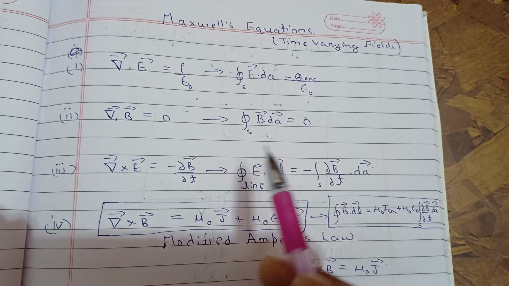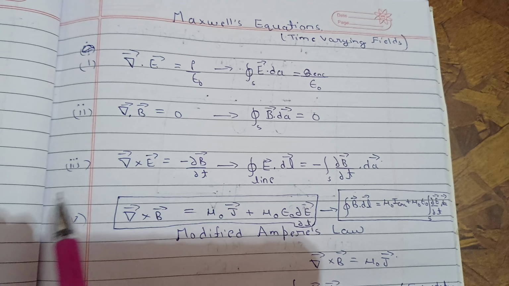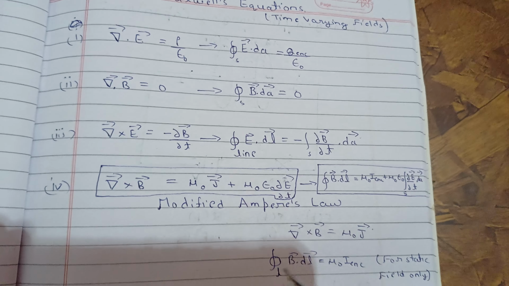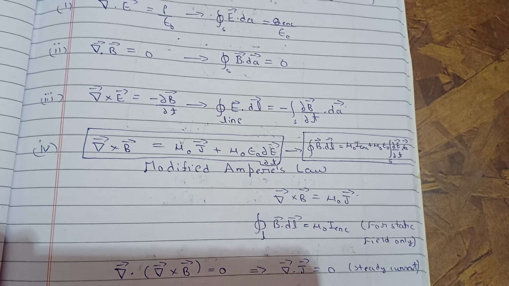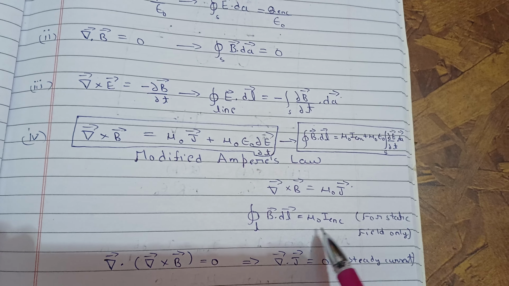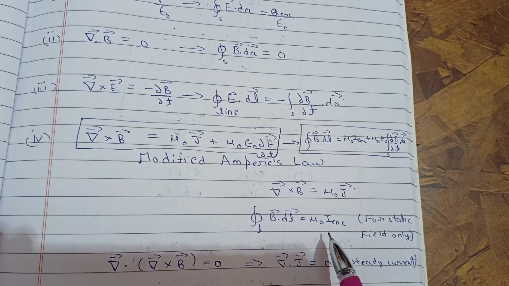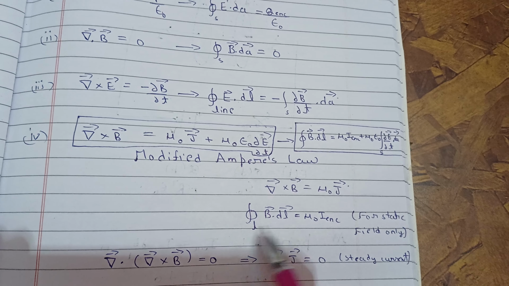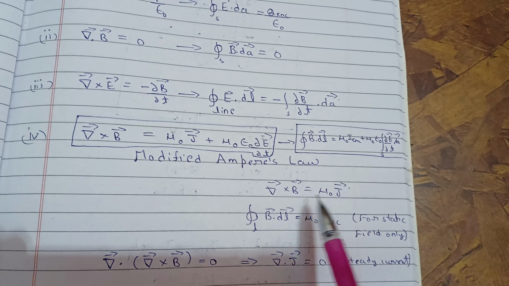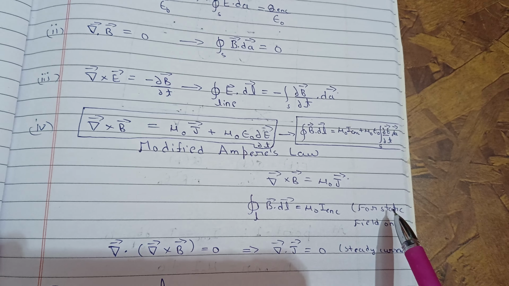Now the fourth is nothing but Ampere's law. Before studying this equation, let's see what we know about Ampere's law. That is curl of B equal to mu naught J in differential form, and in integral form the line integral of B dot dl equals mu naught I enclosed. This is Ampere's law in integral form, but it is valid only for static fields, meaning when the field is not changing with time. And we can see that case.